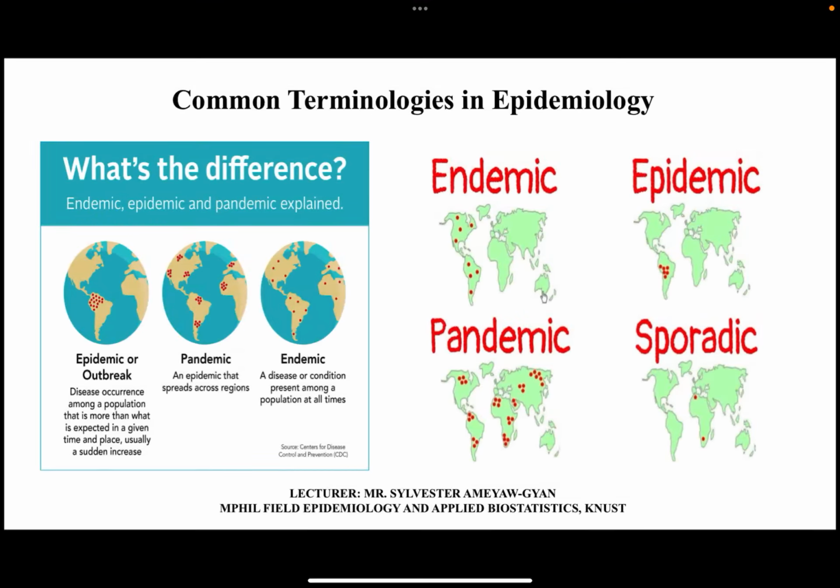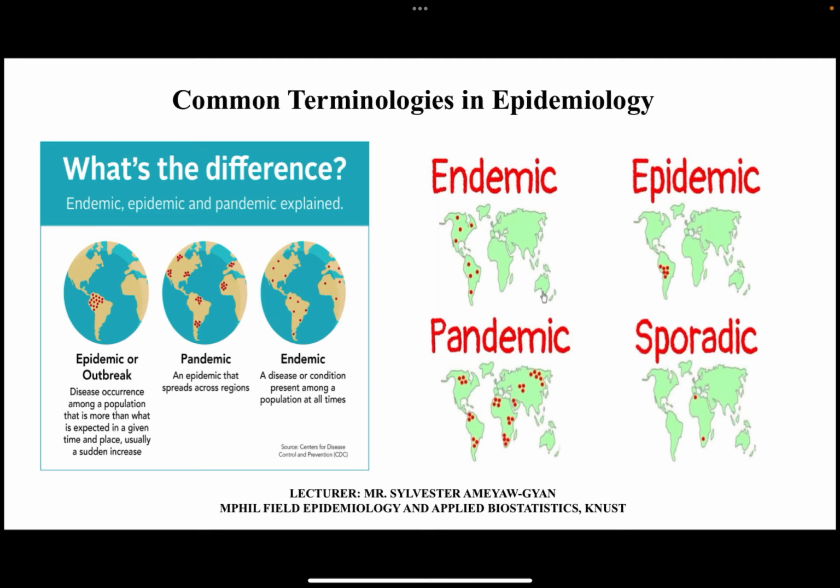Everyone, in this video we will focus on 4 common terminologies in epidemiology: endemic, epidemic, pandemic, sporadic, and then an outbreak. Okay, let's begin with epidemic. When we say an epidemic, what comes into your mind?